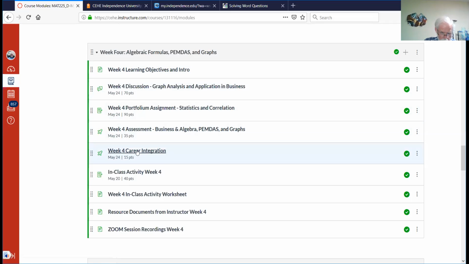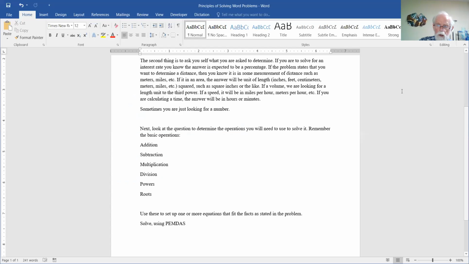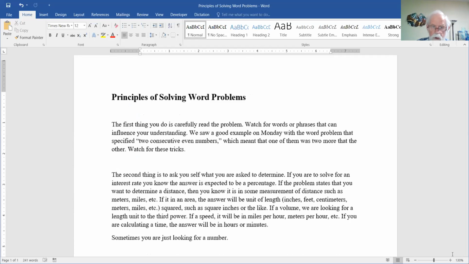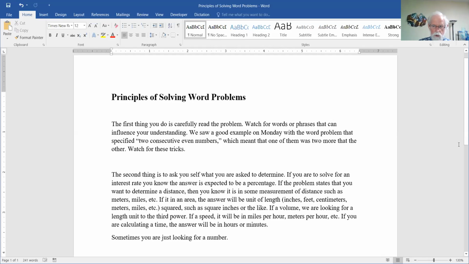But what I would really like to do first is talk about the basic approaches to solving word problems. And so I'm going to bring up a document, which is really just a list of this. I'm going to enlarge it because I know people like to be able to see these things.